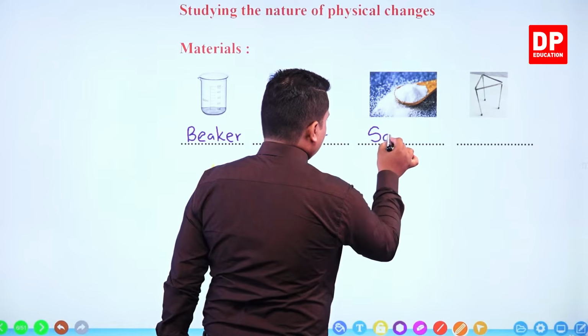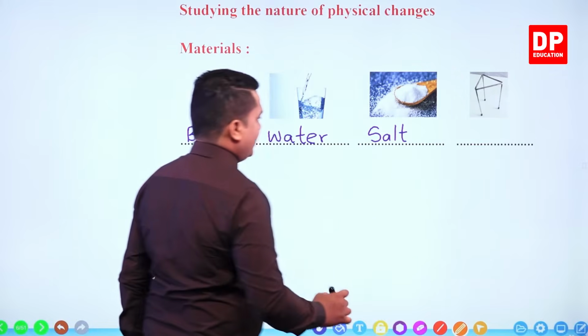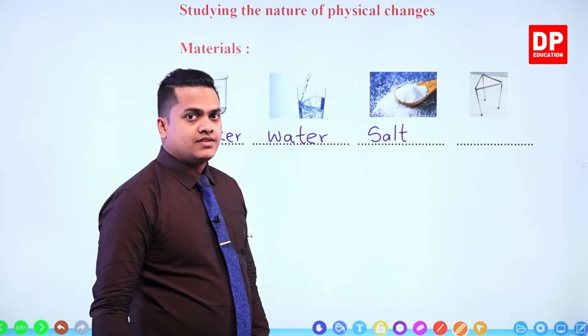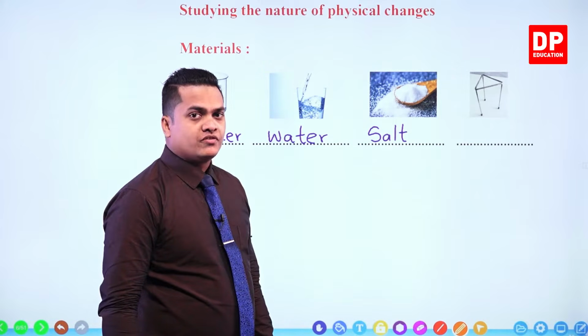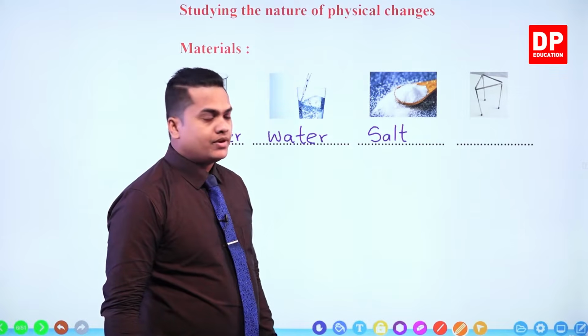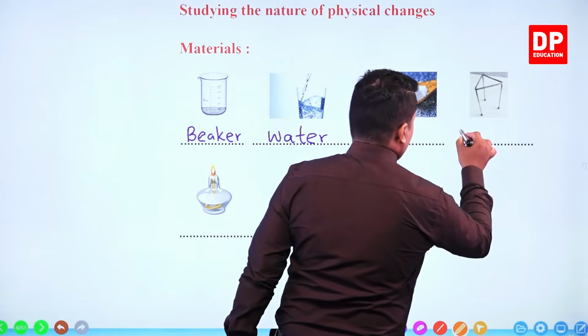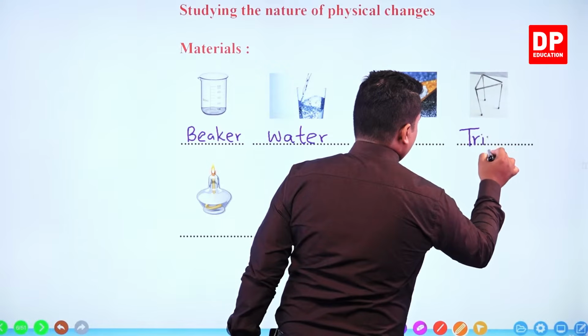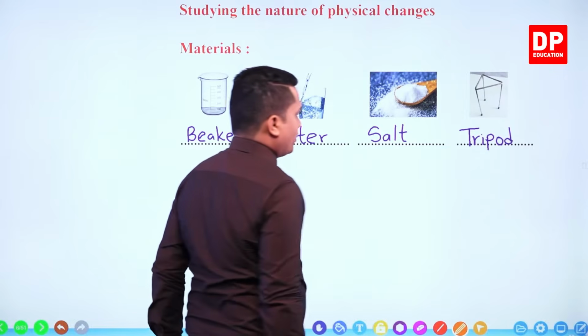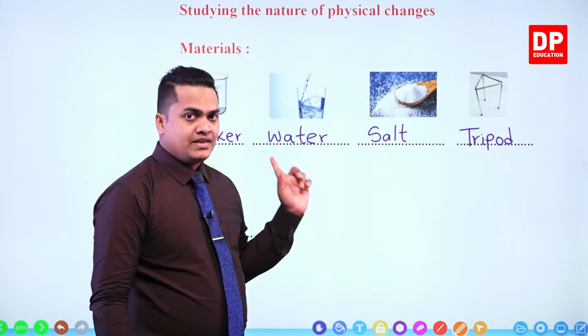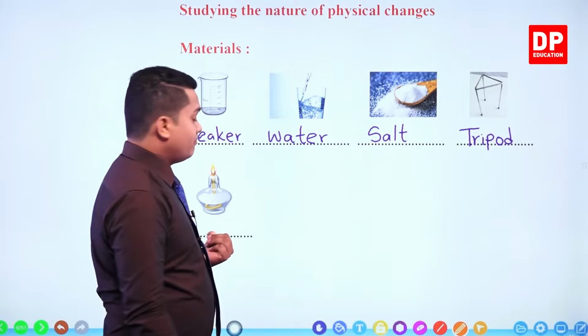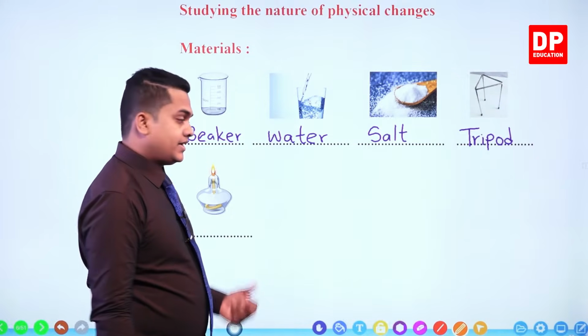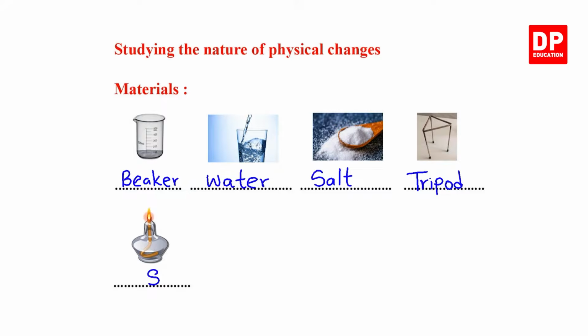salt. We'll be needing salt, right? This is the next one, salt. A small bit of salt to add with water and to heat up. Then a tripod. You know that a tripod is important to place the beaker upon the Bunsen or the spirit lamp burner, right? So the next one we'll be needing is a spirit lamp, or else a Bunsen burner.